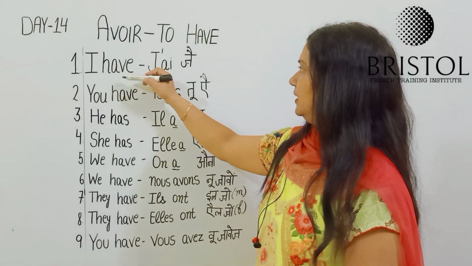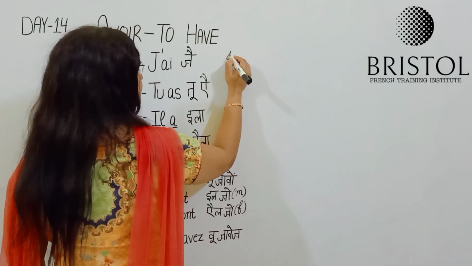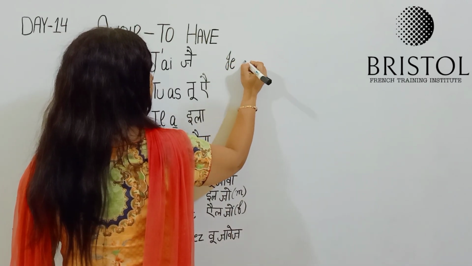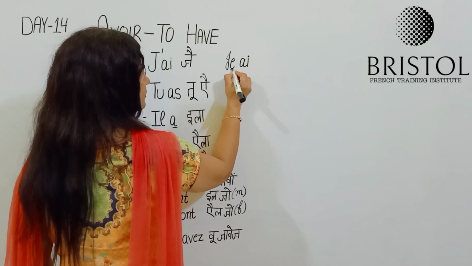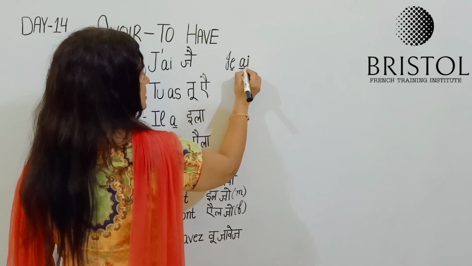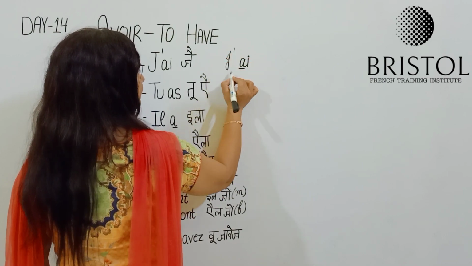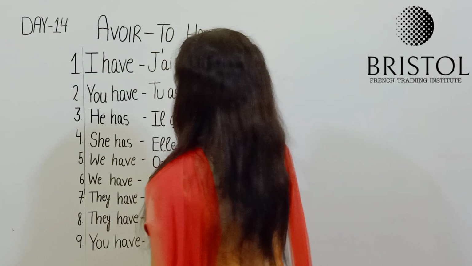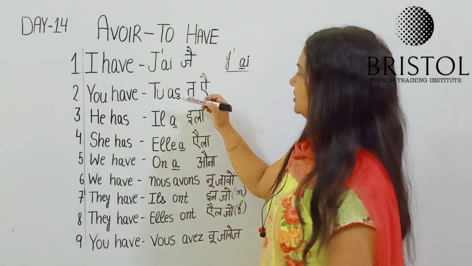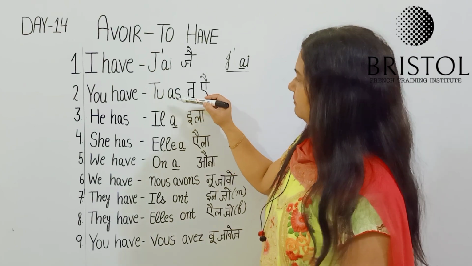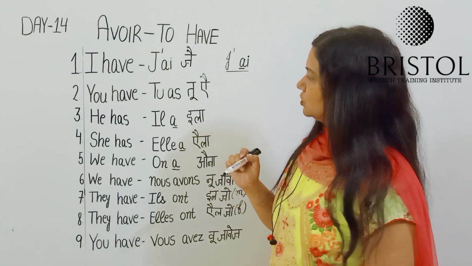I have: j'ai. Actually, I means je and have means ai. This word ends with a vowel and it starts with a vowel, so in place of the first vowel I have put an apostrophe and it becomes j'ai. You have: you means tu, have means as. Tu as.